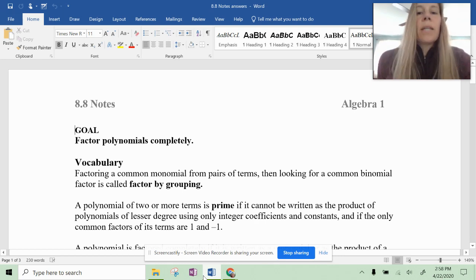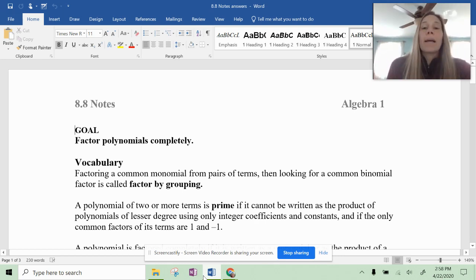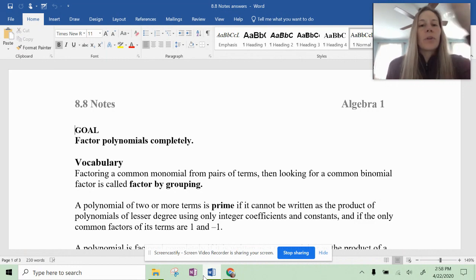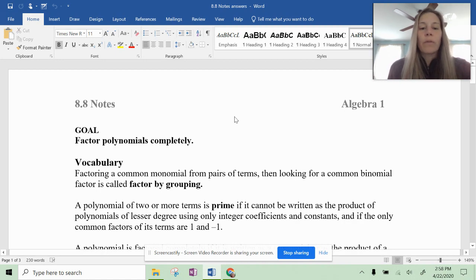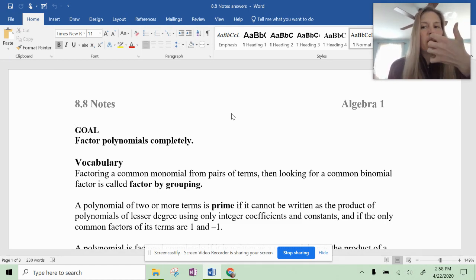Good morning, guys. So today we are going to move on to the last and final section in our Chapter 8 chapter on factoring. And we are going to talk about factoring by grouping and also making sure polynomials are factored completely. So both of these things we've actually talked about a little bit.